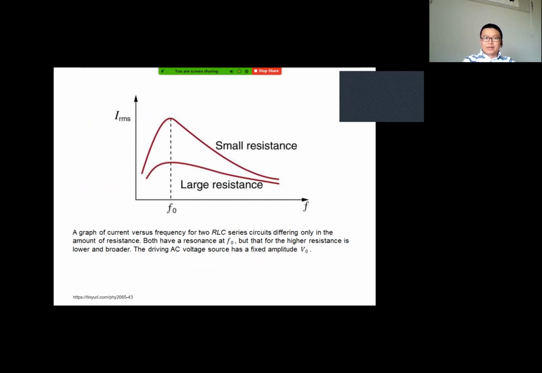And this is a plot of the RMS current as a function of the frequency. Okay, when you are at the resonant frequency, you have maximum current. Okay, this curve is for if your R is smaller, and this is if you have a relatively larger R. Okay, then it flattens out quickly.